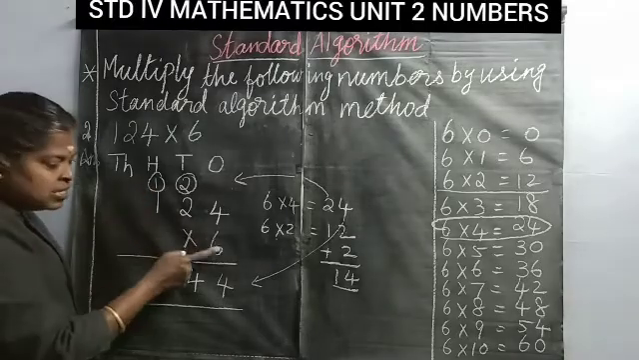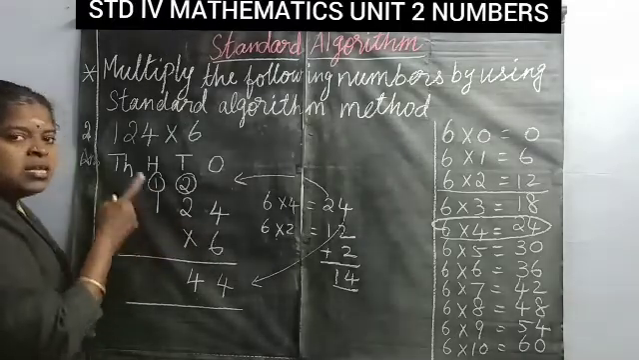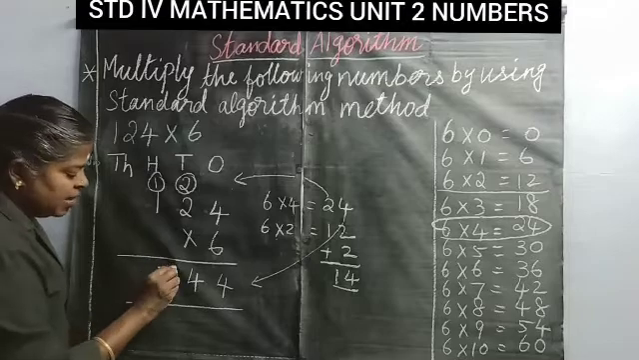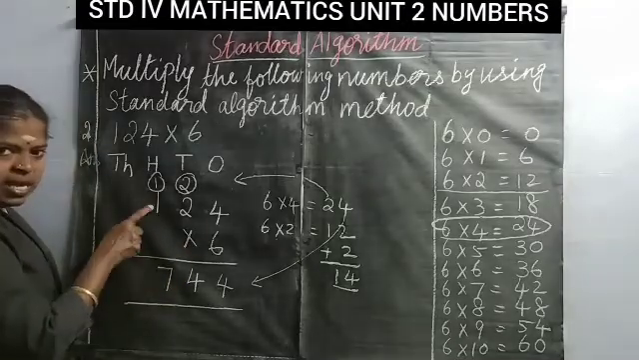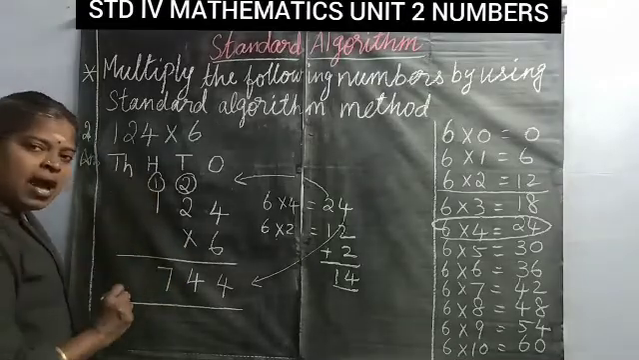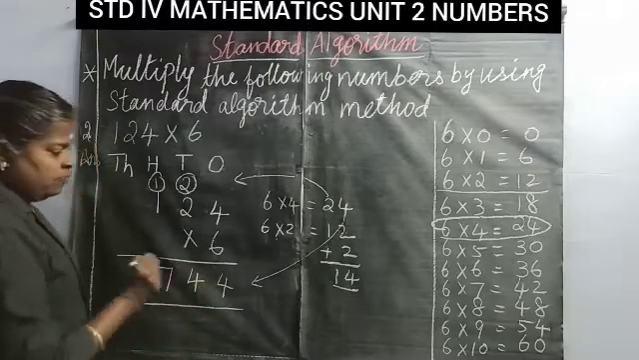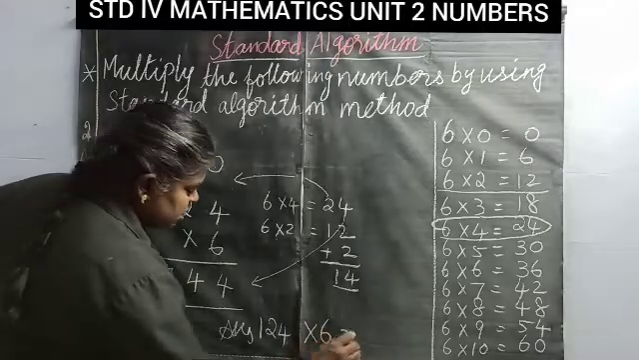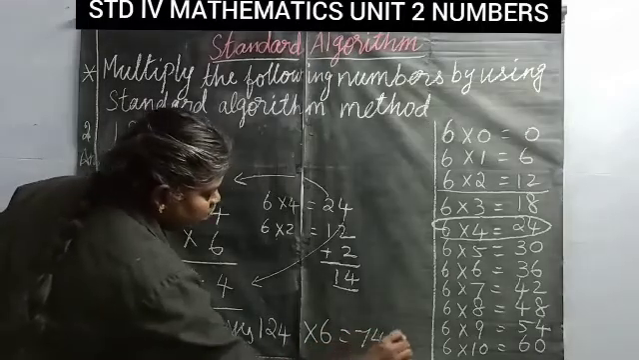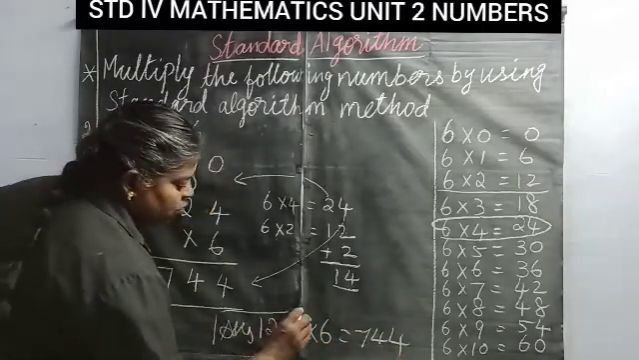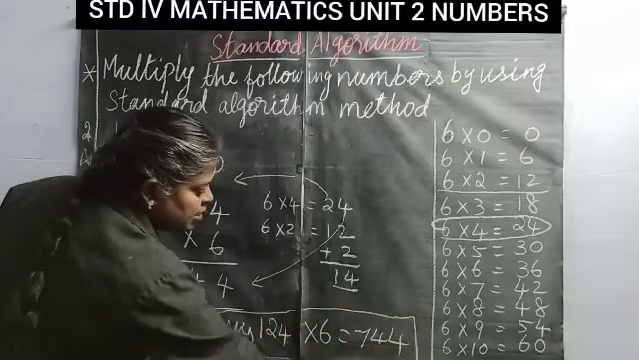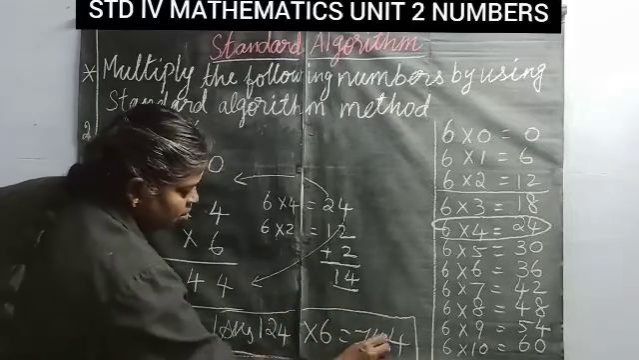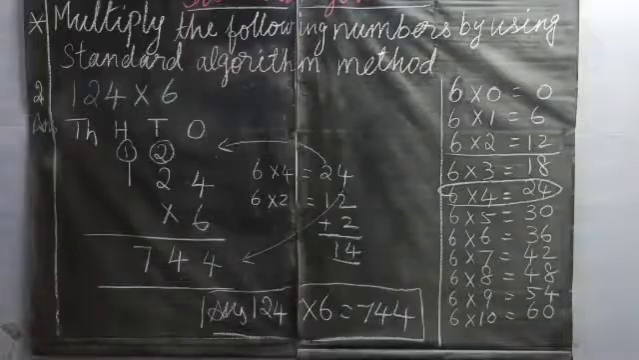After that 6 ones are 6. 6 plus 1, 7. Answer 744. 124 into 6 equal to 744.